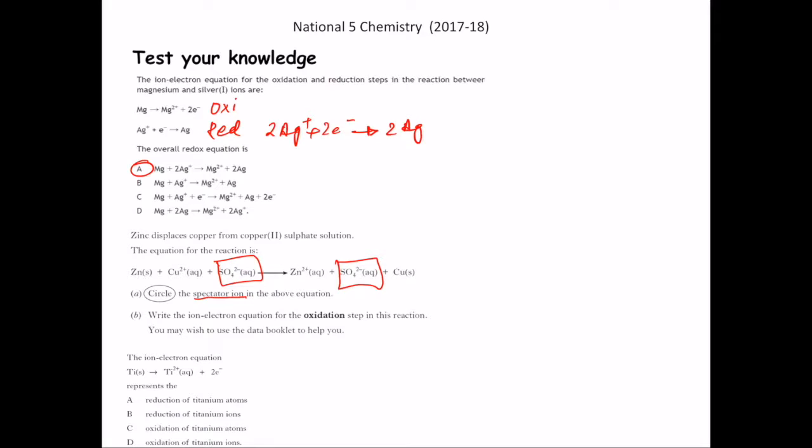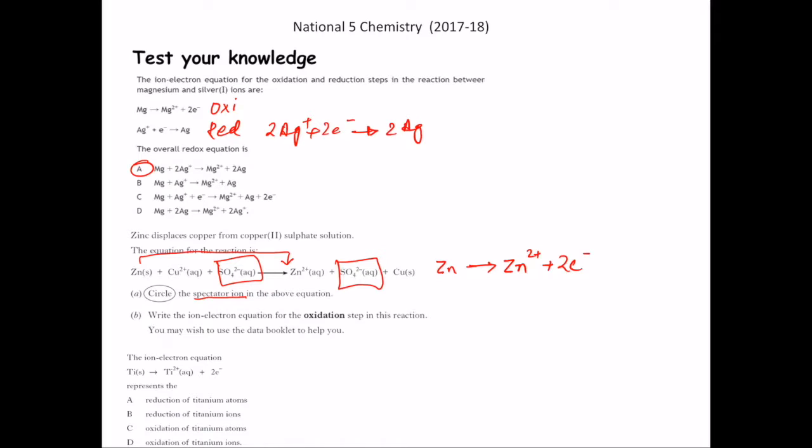Write the ion electron equation for the oxidation step. So first we have to decide what is getting oxidized. We can see that zinc is changing into zinc ion by losing electrons, and loss of electrons is oxidation. So the oxidation step would be zinc will give you zinc 2 plus plus 2 electrons, and this is the oxidation step. You can use the data booklet and write it if you want to.